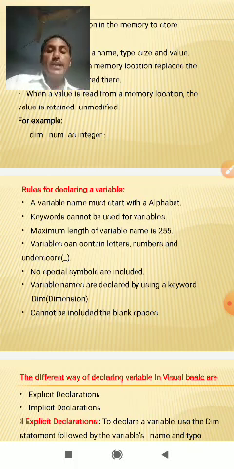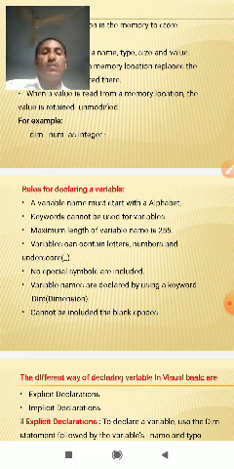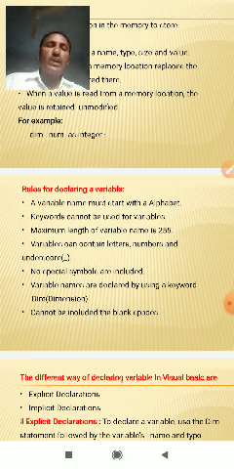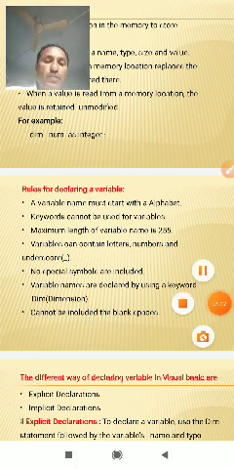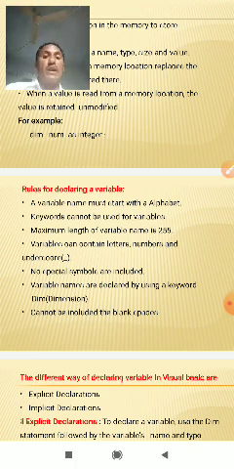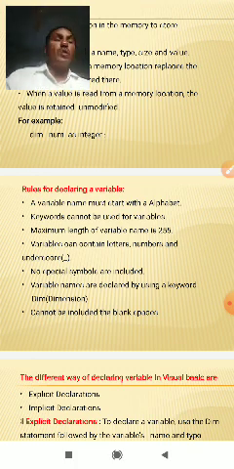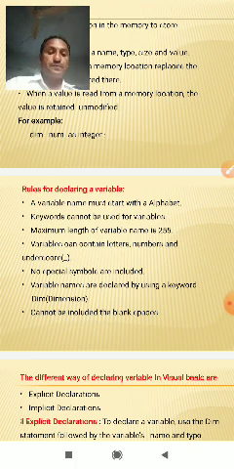A variable name must start with an alphabetic character. Keywords cannot be used as a variable. A variable can contain letters, numbers, and underscores. These are the variable rules.